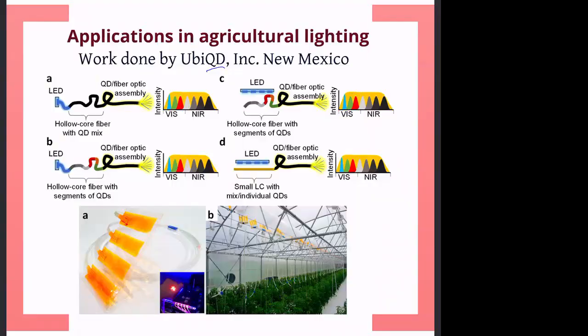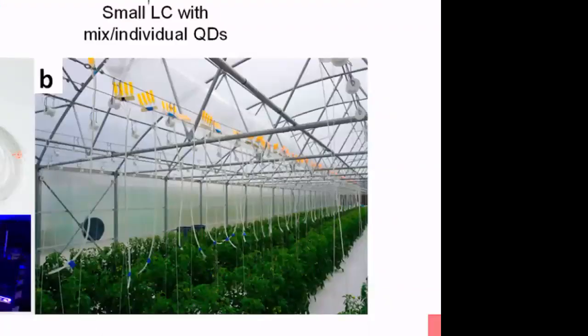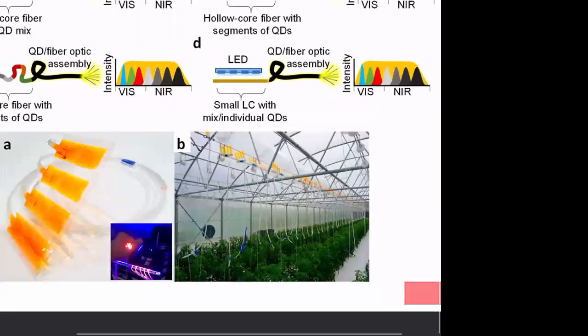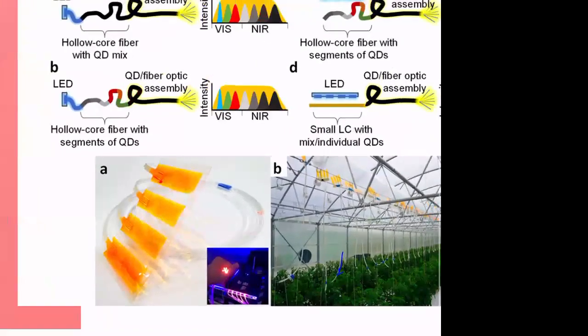They have a greenhouse where they want to grow some products. And we know that plants prefer certain wavelengths of light for the most efficient photosynthesis. So they designed these luminescent concentrators, which can be excited by an LED but will emit at the wavelengths that the plant is interested in. And because you can put them in fibers and send them down close to the plant, you can have a very efficient delivery of light to the plant. That's what's implemented here.